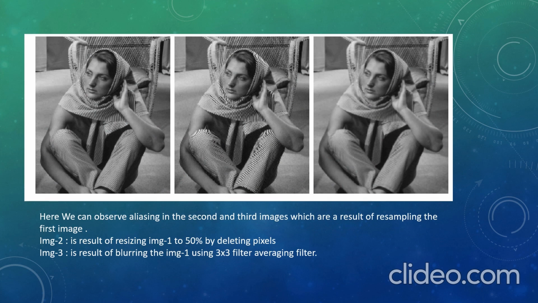In the image shown, we can see an example of sampling where the first image is shrunk to 50% of its size by deleting pixels, which is shown in the second image, and the third image is obtained by blurring image one using a 3 by 3 averaging filter.